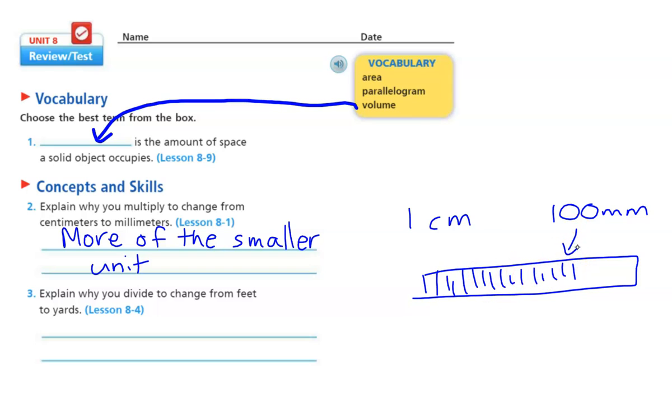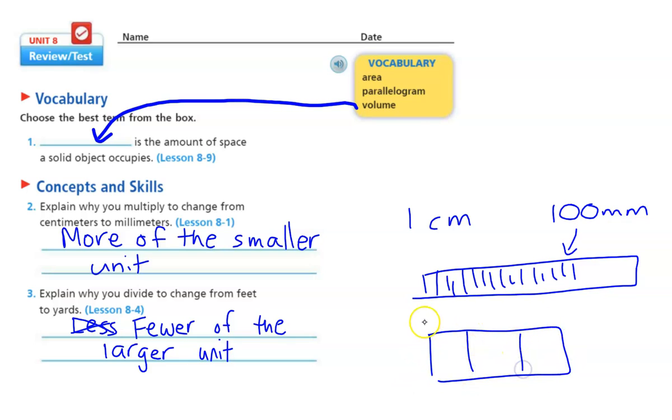Well, then the opposite is true of this one. It says explain why you divide to change from feet to yards. So you're taking something that's a lot smaller, a smaller unit of measurement, to something larger, so there's going to be less of, or I guess we should say fewer if we're being grammatically correct. There are fewer of the larger unit because you're just making it more concise. So here, if I had 3 feet, that's technically the same as 1 yard. So there's going to be fewer of this number right there.